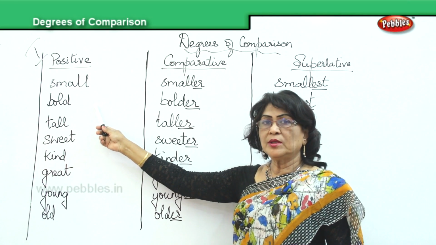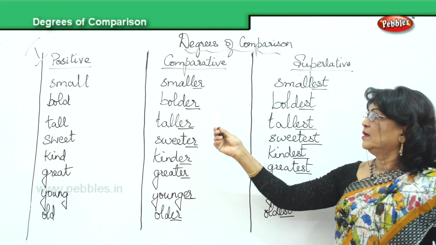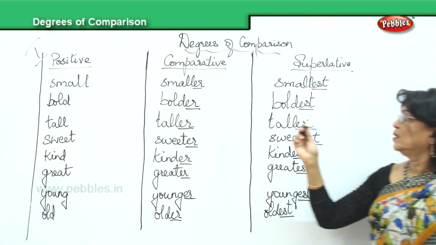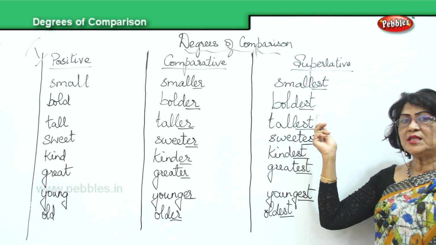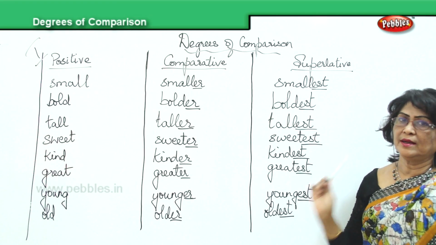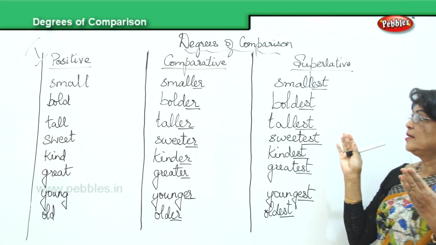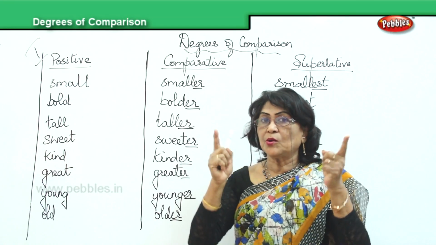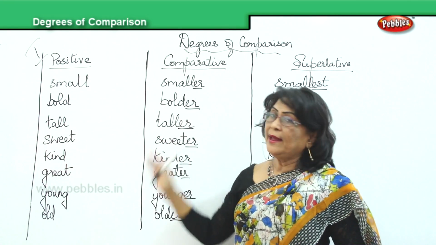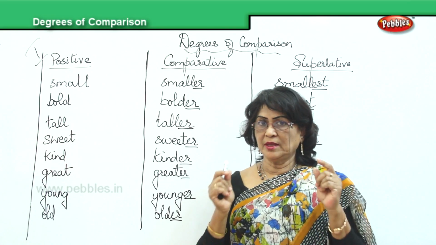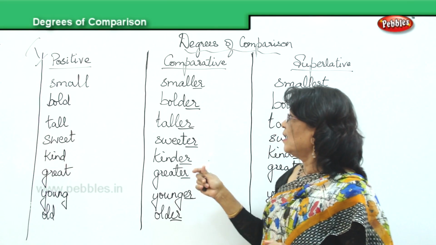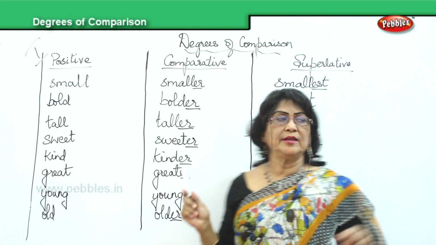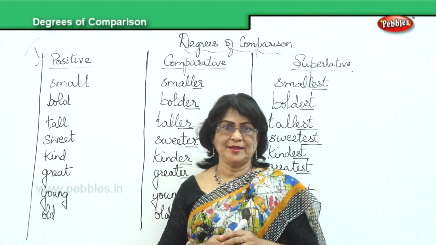Somu is a bold girl. Ramu is bolder than Somu. Satish is the boldest boy in the class. Okay, the highest degree will be the superlative degree. Okay, so you memorize this rule now. Rule 1, any single syllabled adjective ending in a consonant will take ER for comparative and EST for superlative.